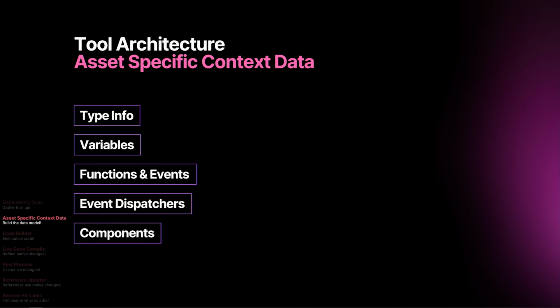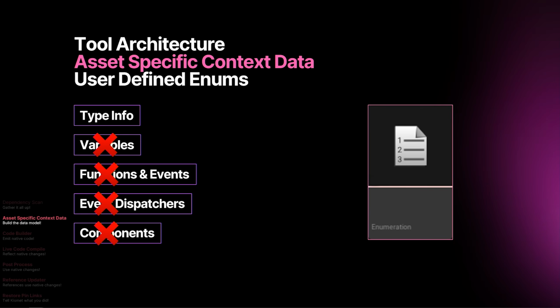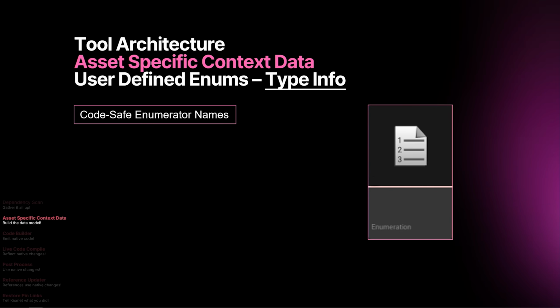Type info, variables, functions, events, event dispatchers, and components, right? Again, enums are the simplest. They only have type info. You can get everything you need from it. One kind of catch-all is UE stores enumerators as NewEnumerator0, 1, 2, 3. You've probably seen this if you've ever emitted a BP before. That's safe and consistent, but it's ugly. If a human were to write that, they wouldn't write that.